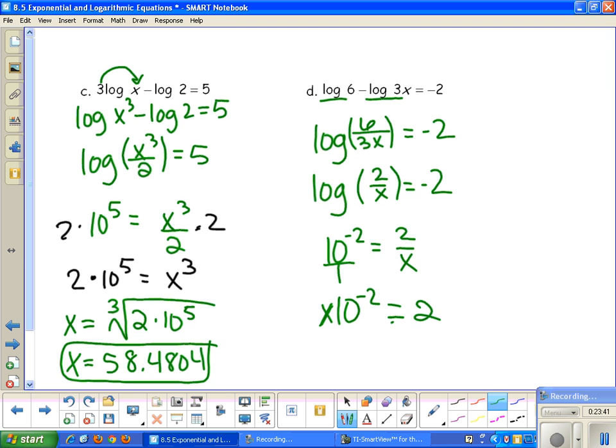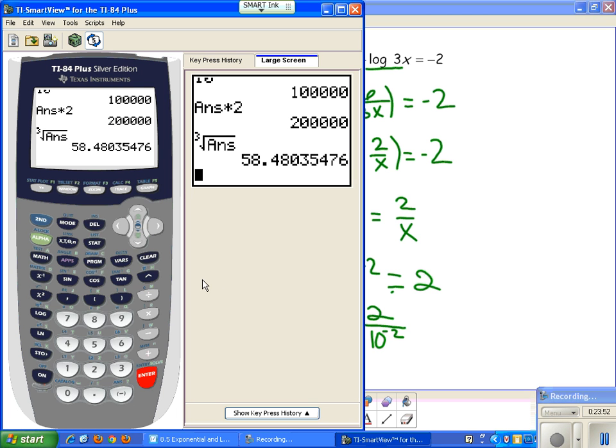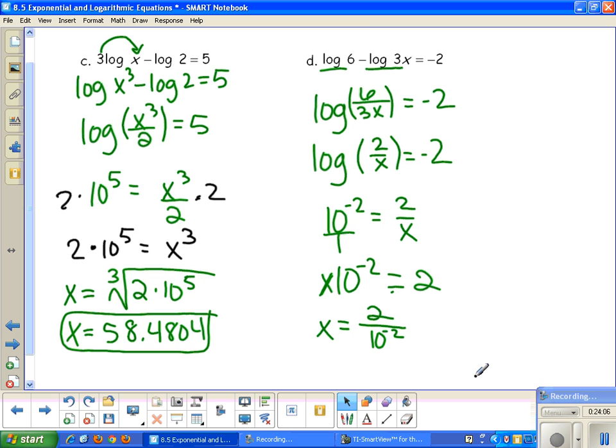And then if I solve for x, x is going to be equal to 2 divided by 10 to the negative 2 power. And if I plug that into my calculator, 2 divided by 10 to the negative 2, enter. Notice I get 200, so 200 would be my solution.